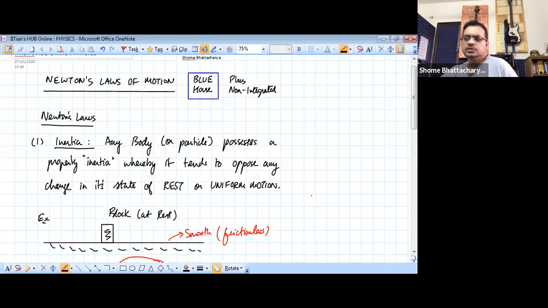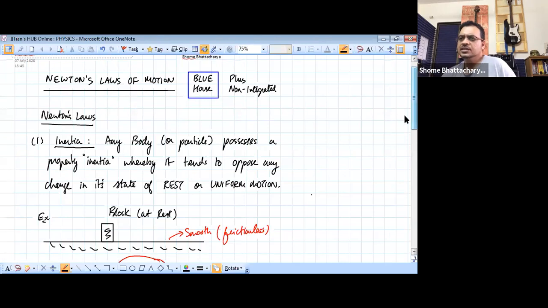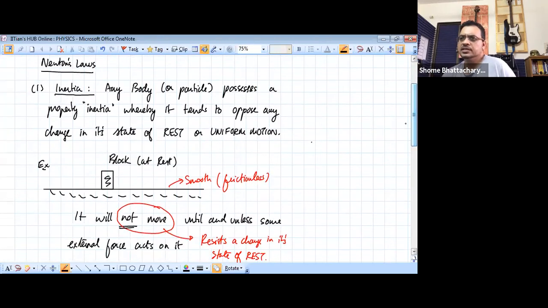So those who have just joined in, you can just go through this section once. But really, we haven't started any of the applications yet. I'm just listing out things that you already know, which is the statement of the three laws. So you can just go through this once and understand this. Yeah, you can write this down.